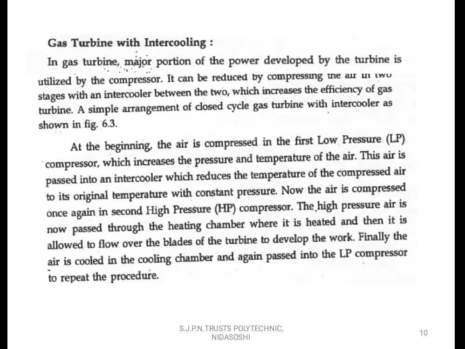So with this brief you can explain the schematic diagram of the closed gas turbine with intercooler. One point here: by passing the air through two compressors, we are improving the thermal efficiency of the gas turbine and reducing the power loss. The major power requirement for driving the compressor is reduced by using two compressors with the help of an intercooler. This is the one major advantage of this arrangement.